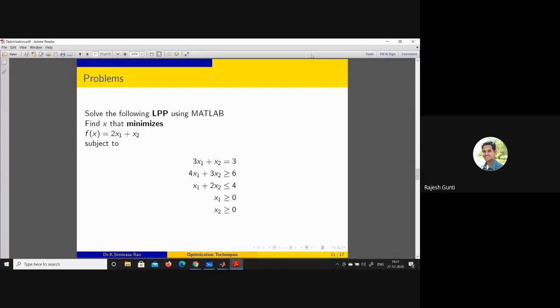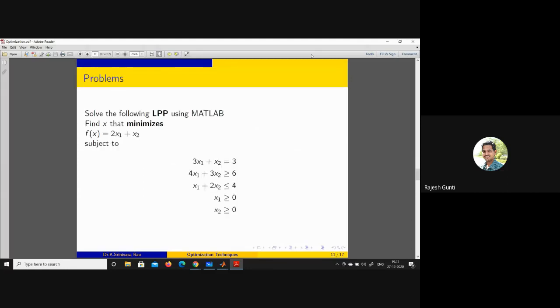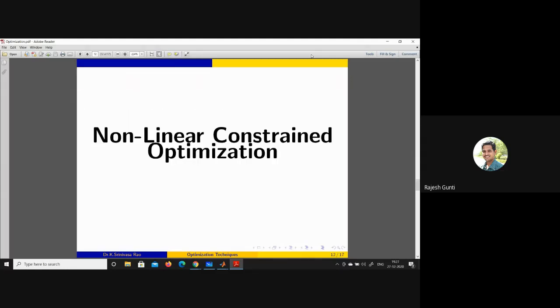Tomorrow I will start non-linear constrained optimization. This is a big topic. Tomorrow I will complete this optimization problem and I will start graph theory. Day after tomorrow I will close MATLAB. Wednesday I will start LaTeX.